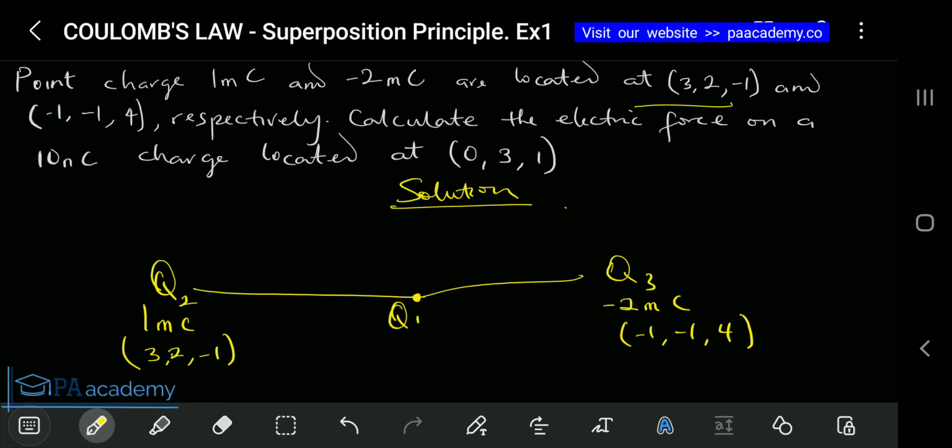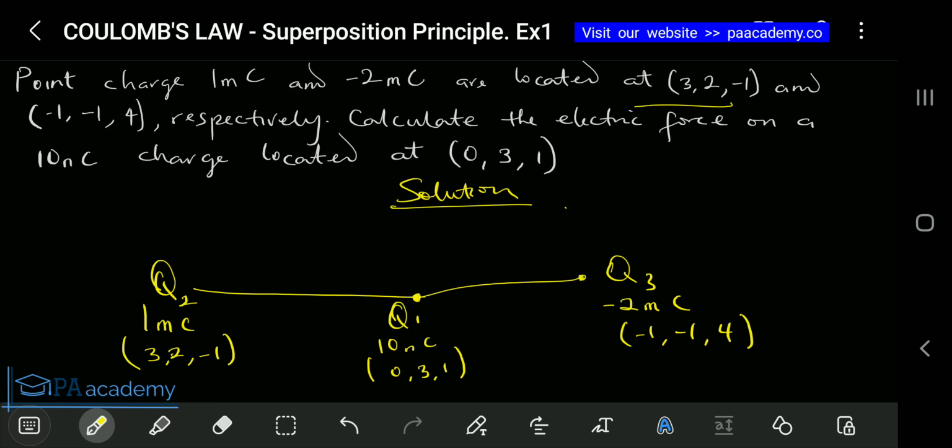Like I said, this is a rough sketch of the exact coordinates of the charges, because they are given in XYZ coordinates. Where this will be the X, then we can start to locate it, but I'm not going to be doing that in this example. This is just a rough sketch to give you an idea. So calculate the electric force on the 10 nanocoulombs located at 0, 3, and 1.